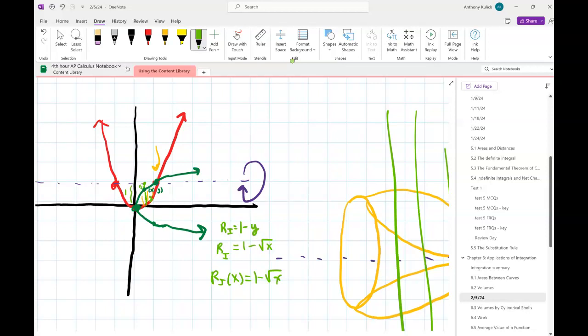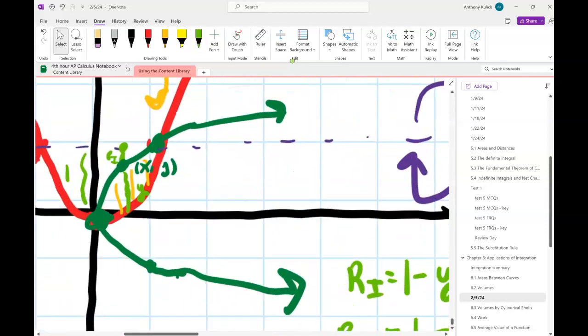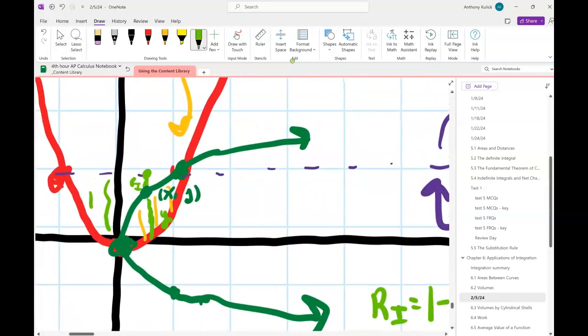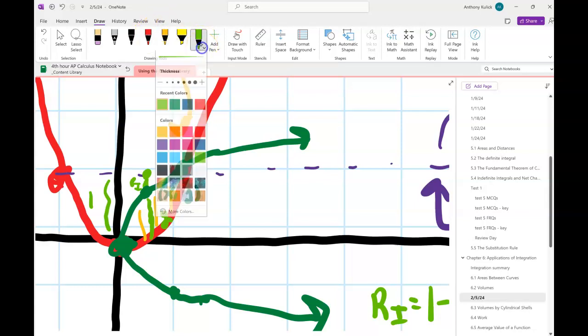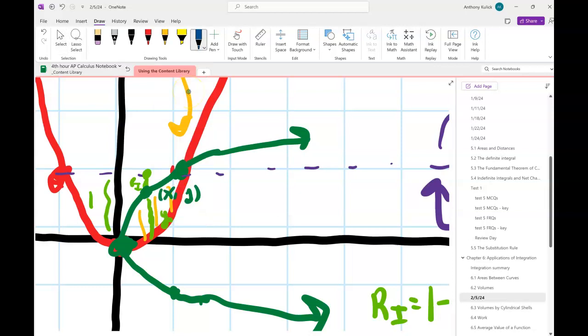How do you know which equation to substitute for R inner? Because the first line I intersected was the green one, and I labeled the function green before when I drew it. Is that okay? Okay. And then my outer would be this one.